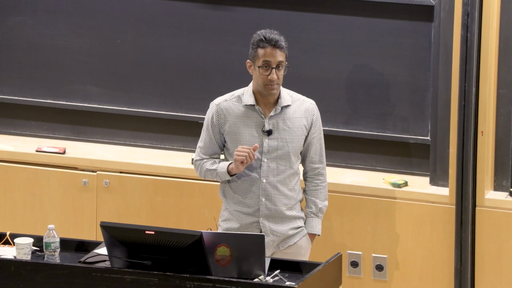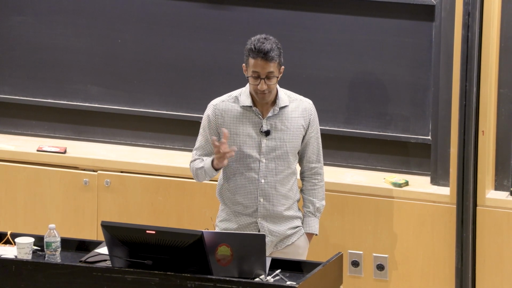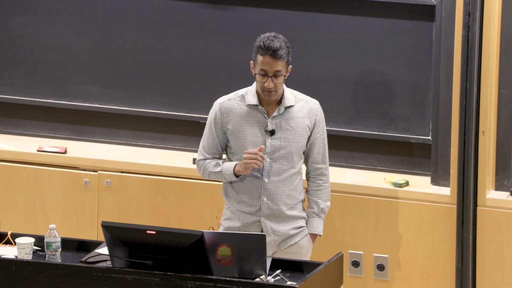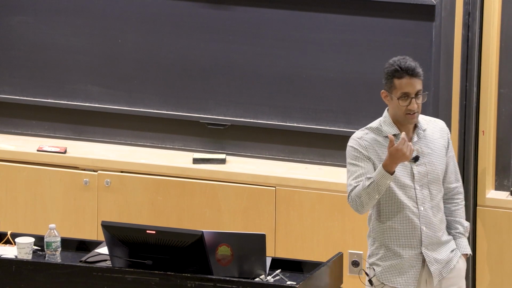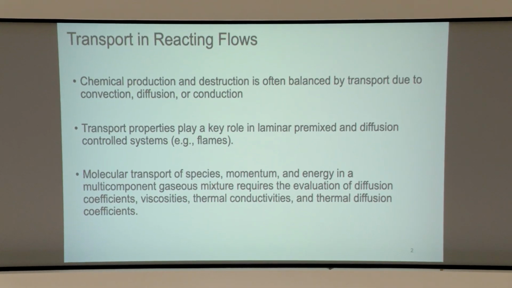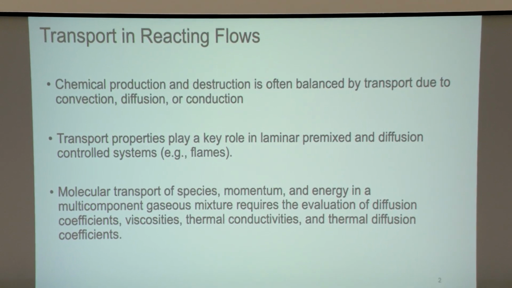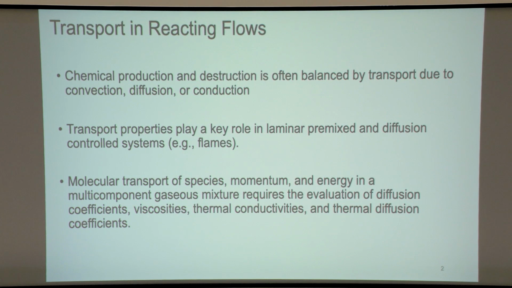Diffusion, which happens at a boundary layer, at an interface, in a flame, for example. So which systems do we care about transport? One is any type of flame, okay? So transport properties play a key role in any type of laminar premixed flame or diffusion-controlled flame. And let's just see why that's the case. Well, let's say we have a premixed flame.